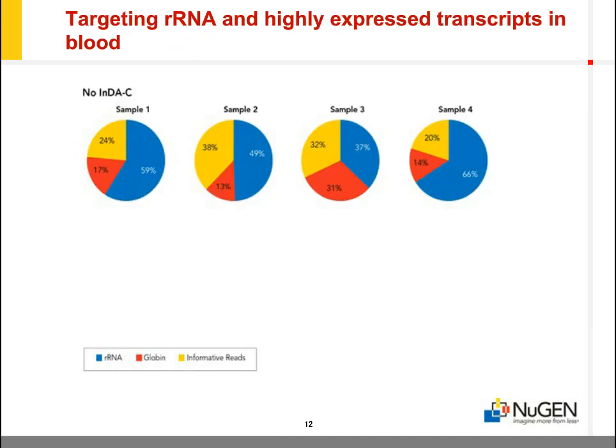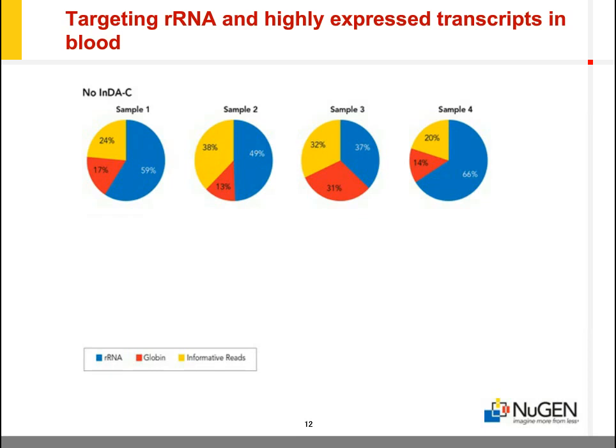We constructed whole transcriptome RNA-seq libraries from 4 blood samples without any transcript depletion. The sequencing results showed that ribosomal RNA represents between 37 to 67% of the total reads, depending on the individual. Globin mRNA represented between 13 to 31% of the total reads. This means that only 20 to 38% of the sequencing reads are informative and provide relevant information.